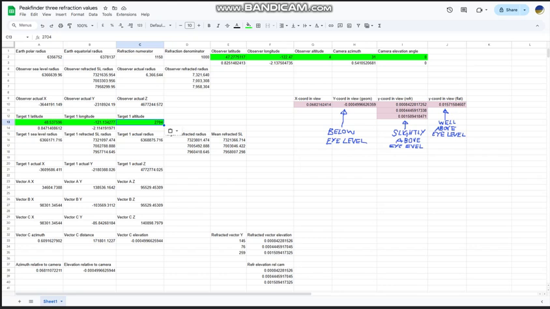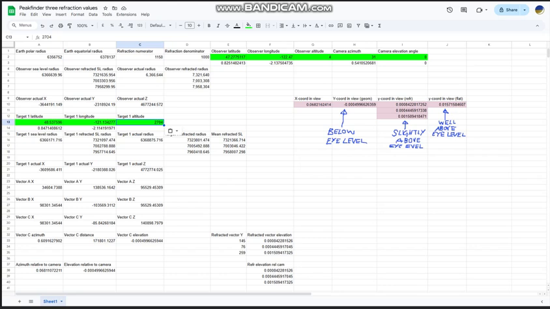X coordinate in view 0.0682. There's an awful lot of 0.0 in this. Y coordinate in the view geometric, negative, meaning below eye level, 0.000499966, also known as 0.0005. Y coordinate view refracted, we've got various numbers that are all positive. So with refraction, that target is slightly above eye level.